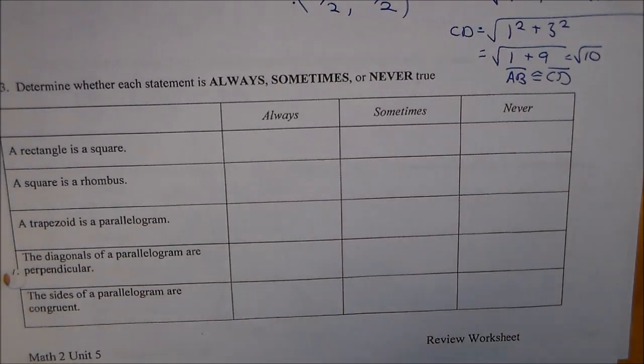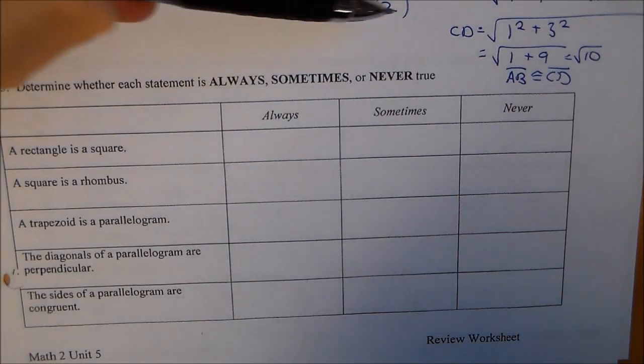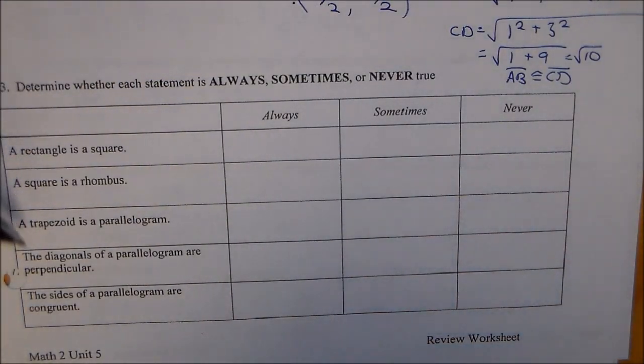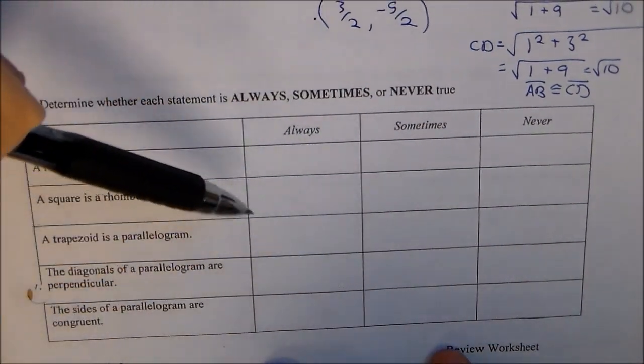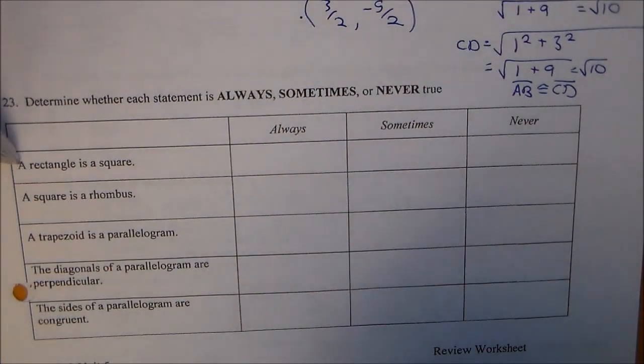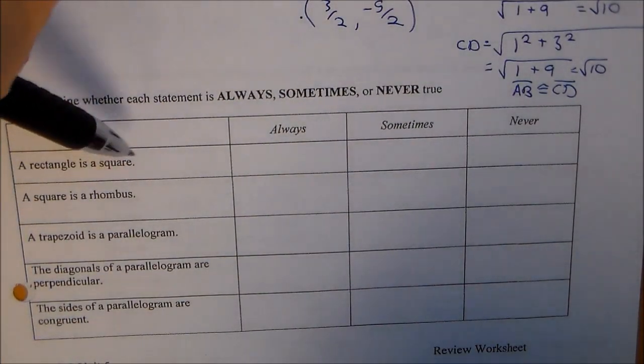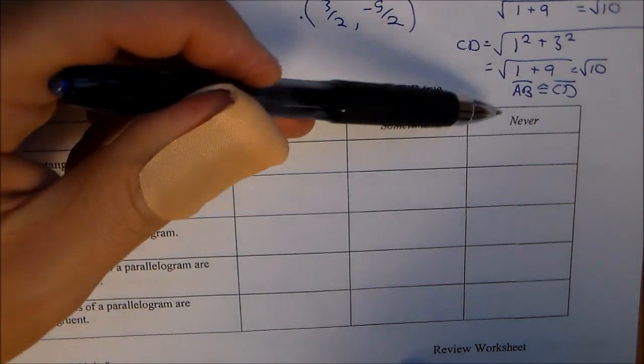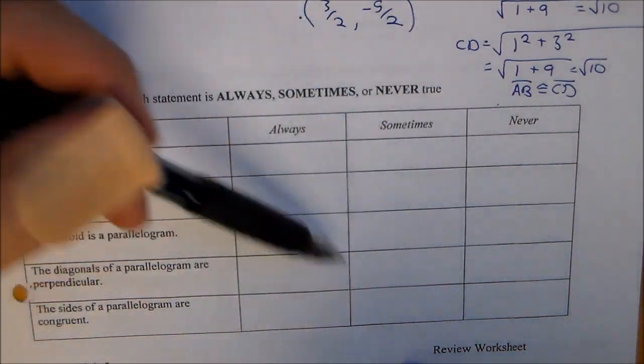All right, now to number 23. We have an always, sometimes, or never. So we need to figure out off of these statements whether they're always, sometimes, or never true. It's not that we're filling in every single box. It's kind of individual questions as we move down. So a rectangle is a square. So let's first think through the always and nevers, and then that sometimes is where we'll fall next.